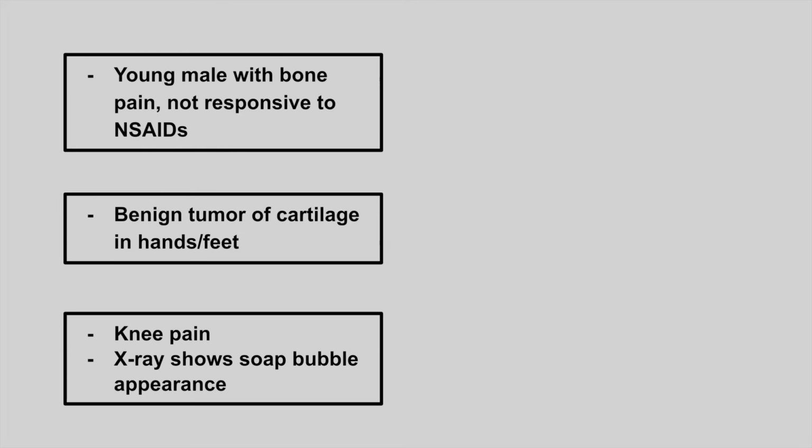Next, we have a young male with bone pain that's not responsive to NSAIDs. So this is osteoblastoma, and they always like to compare osteoid osteoma and osteoblastoma because it's very similar, but look out for the response to NSAIDs. And also, osteoblastomas tend to be larger than 2 centimeters in size versus osteoid osteomas are smaller.